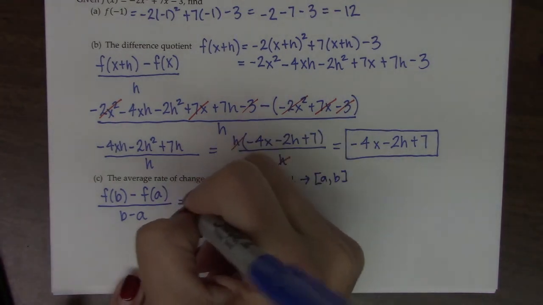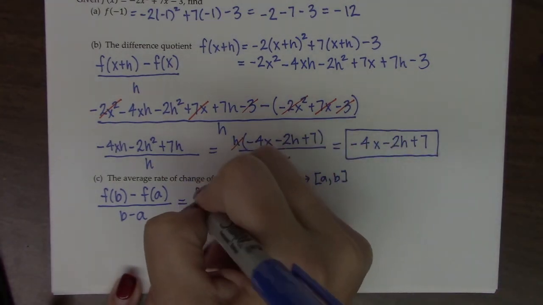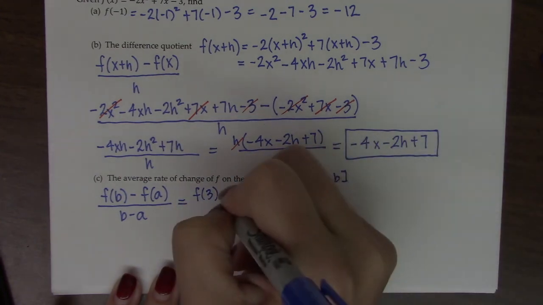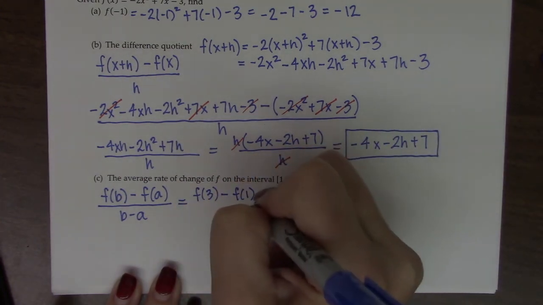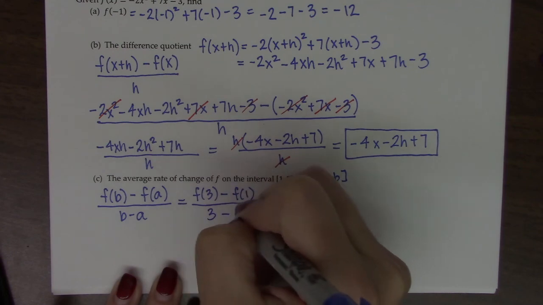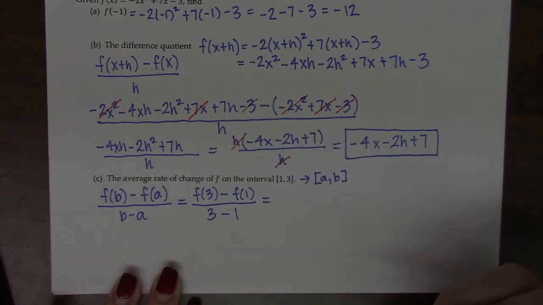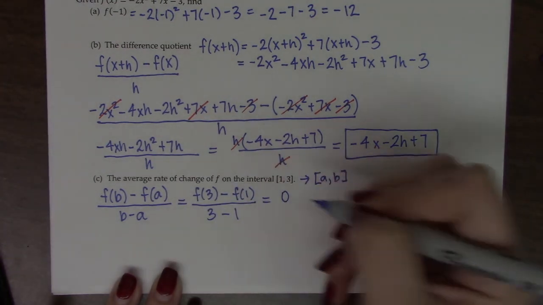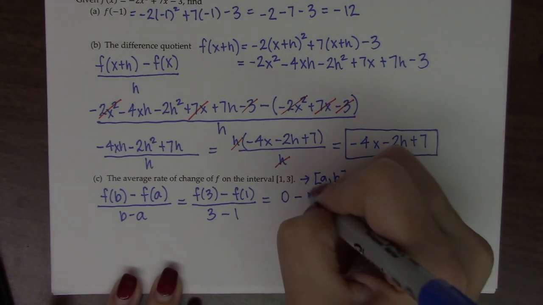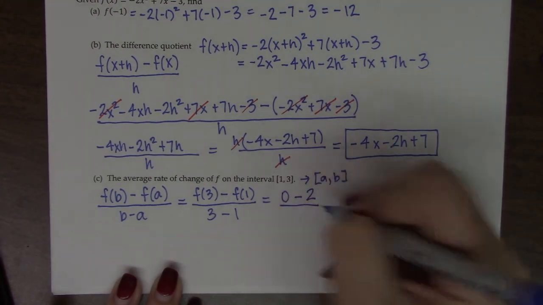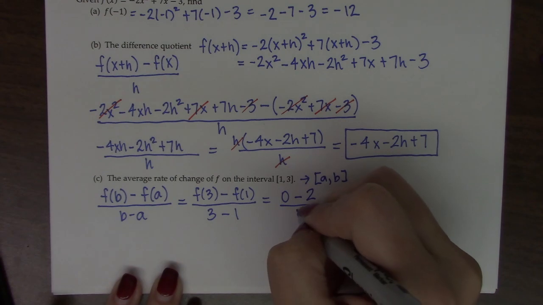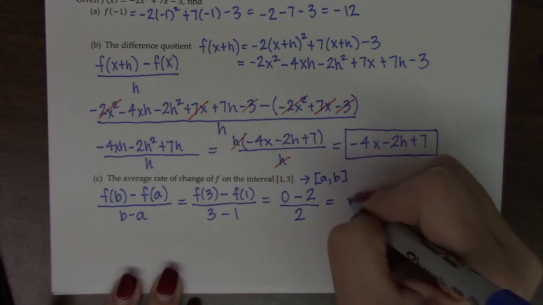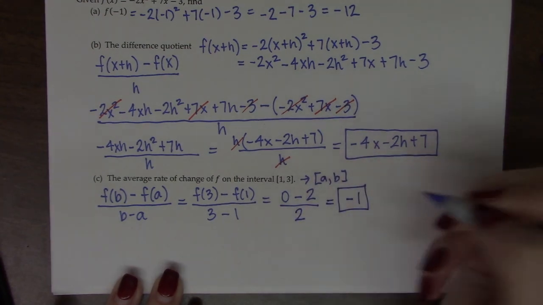So f of b and f of a, right, are going to be f of 3 minus f of 1 over 3 minus 1. So if we plug 3 into f, we get 0. If we plug 1 into f, we get 2, and 3 minus 1 is 2, so we can see this simplifies to negative 1.